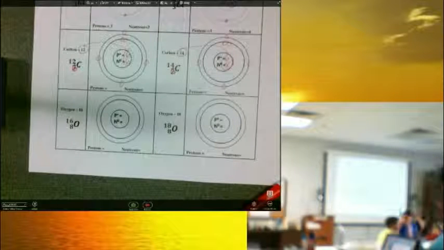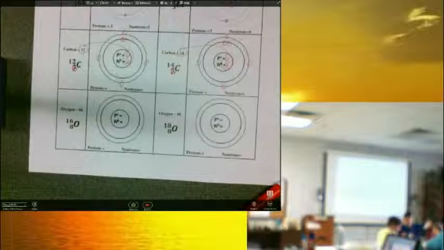How many protons are in oxygen? It's 8. Okay. Where's your notes? We just label all this in your notes. Where's the sheet we just did? Okay, hold it up.